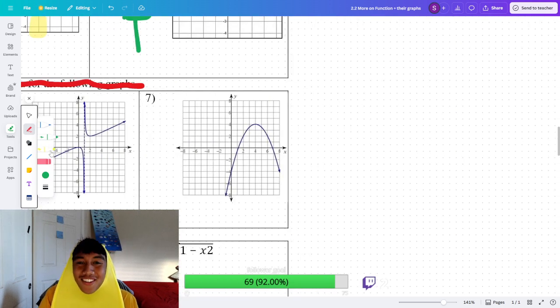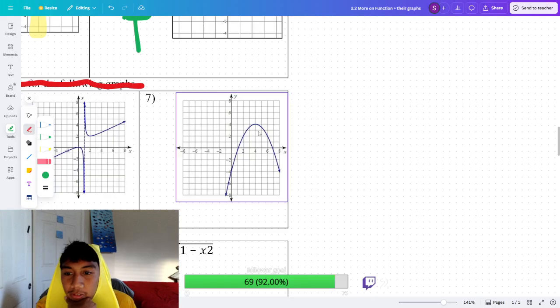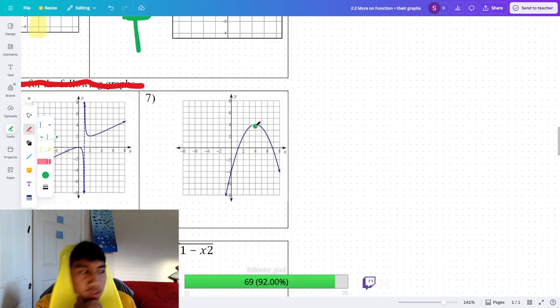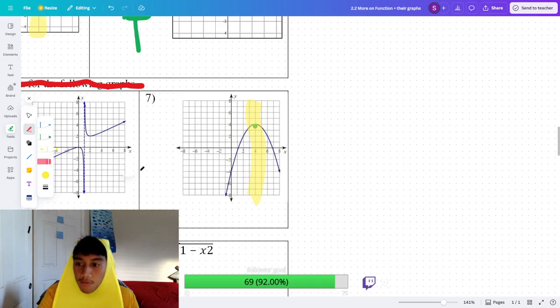Problem number 7. Here we have another parabola, but it's upside down. So what am I going to do? Same thing I always did. Plot my point, highlight the line in which it splits off in directions, and start plotting.